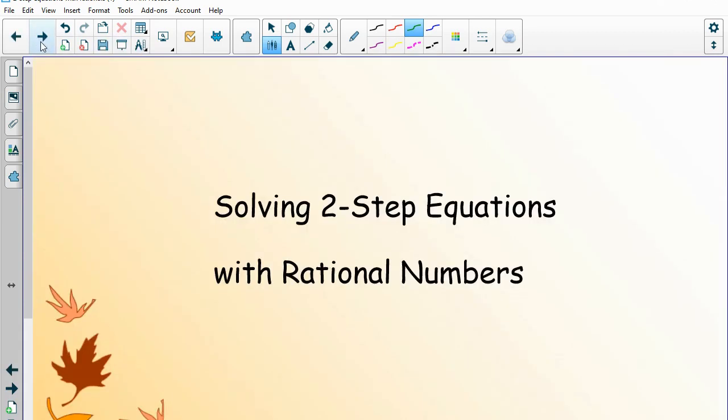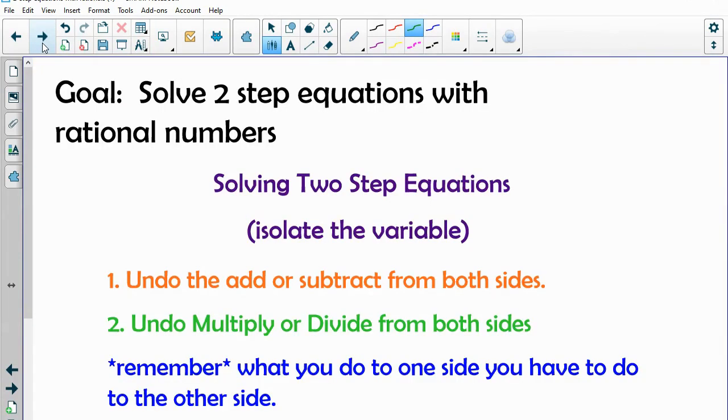So what are we talking about today? Well, we're going to have some fractions and decimals, but we're going to do the same steps. So to solve two-step equations, remember we isolate the variable on one side or the other. We undo the add or subtract from both sides. We undo the multiply or divide from both sides, and it depends on where we have the variable how we go about that. Remember that what you do to one side of an equation, you have to do to the other side so that it remains an equation.